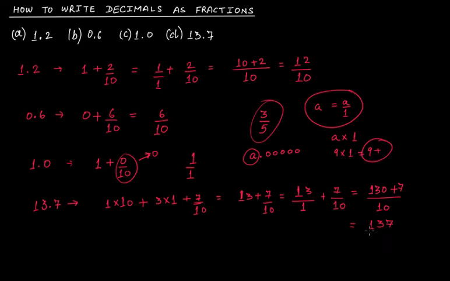You will get 137 over 10. If there is any scope of further simplifying it, that is writing in lowest terms or the simplest terms, and if it has been asked, you can proceed with that. Otherwise, it's your answer.